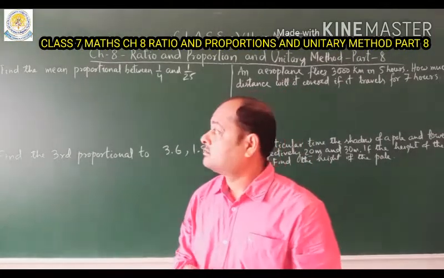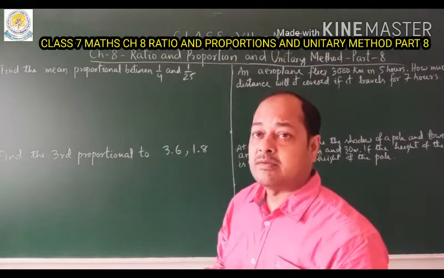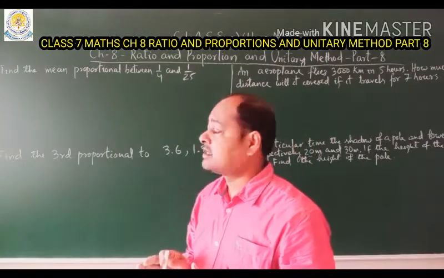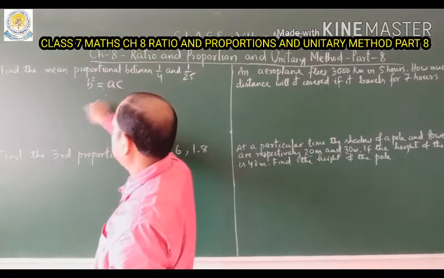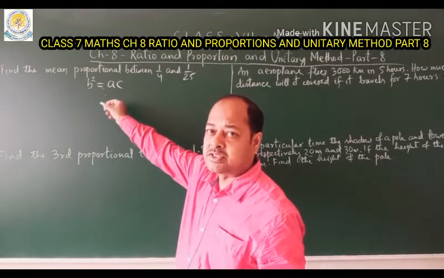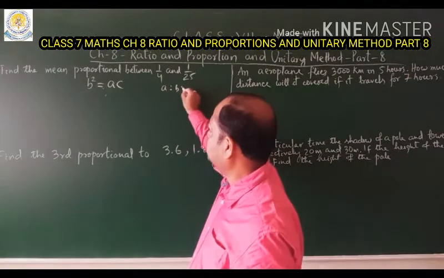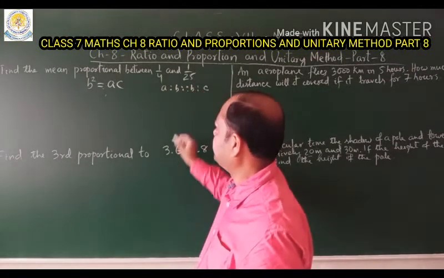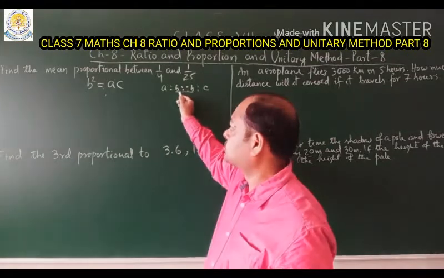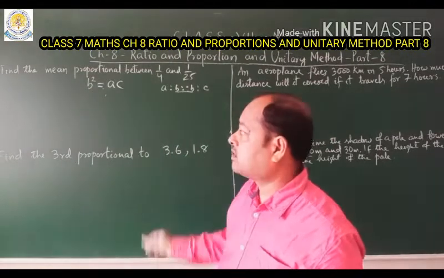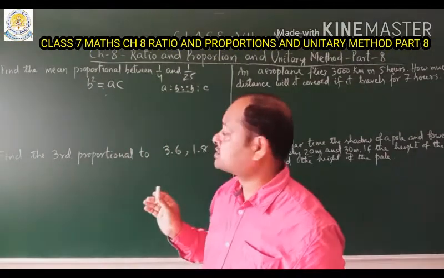Let's start from the first question: find the mean proportional between 1 by 4 and 1 by 25. Last class I told that the mean proportional formula is b square equal to AC. What is b? b is the continued proportion. Whenever A is to B is to B is to C, that means B is continued here. That is a case of continued proportion, so we can find the mean proportional. Here B is the mean proportional, and the question is asking for the mean proportional value.